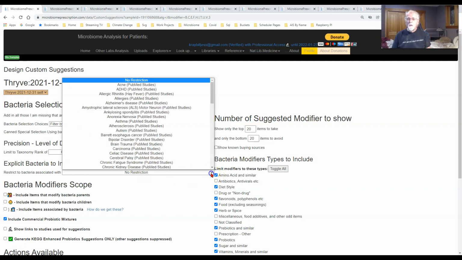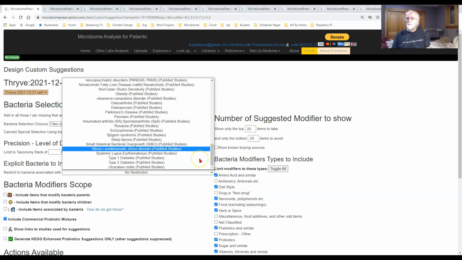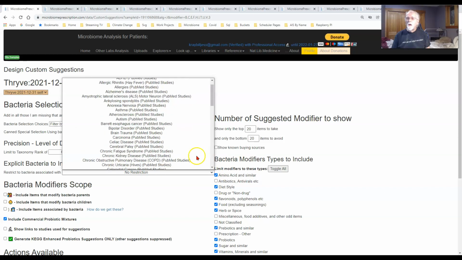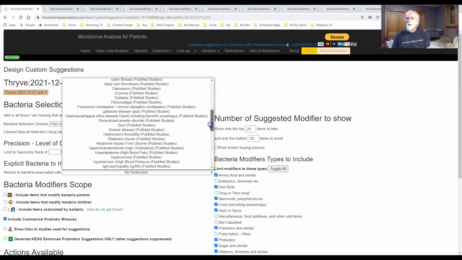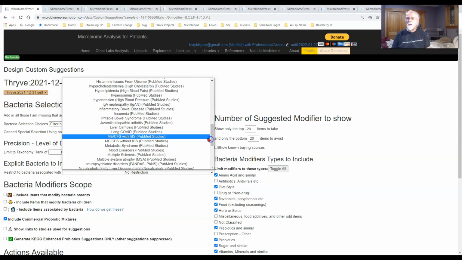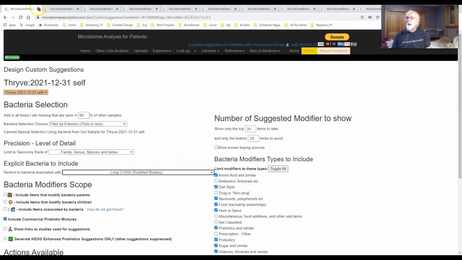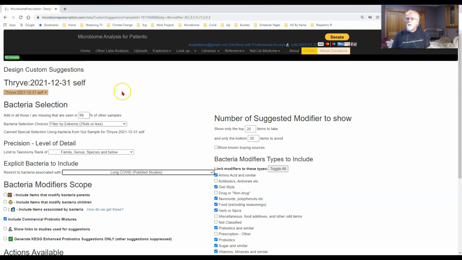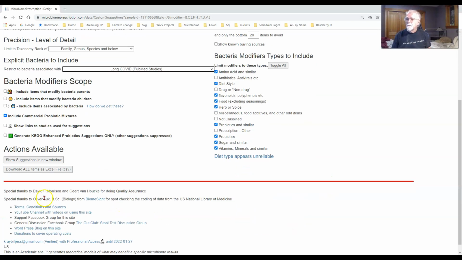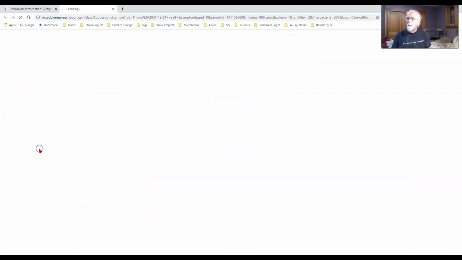Again, we're going to go to long COVID, excuse my clumsy manipulation here. I'm also going to make life a little bit cleaner. I'm just going to close those tabs. And now I have long COVID, 3%, the usual criteria here. Let's see what we come up with.